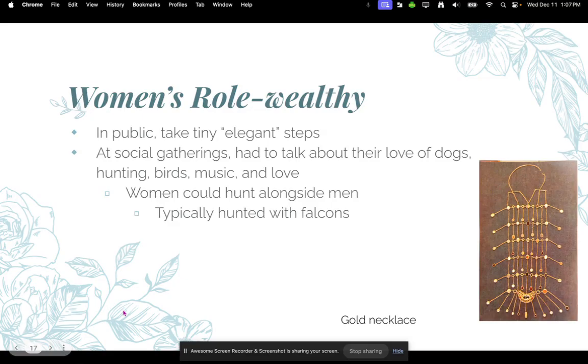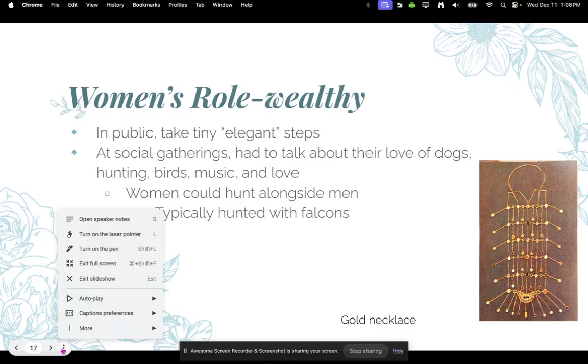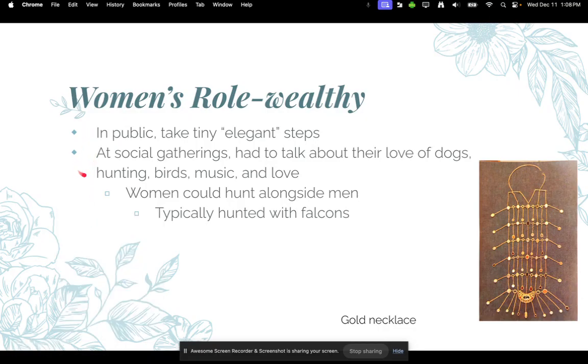So women had a lot of social norms that they physically had to follow. For example, in public, they had to take tiny, elegant steps. So you couldn't walk too fast or your steps could not be too long. Had to take tiny little steps. That would be really annoying. And at social gatherings, they were permitted to pretty much only talk about their love of dogs, hunting, birds, music, and love.